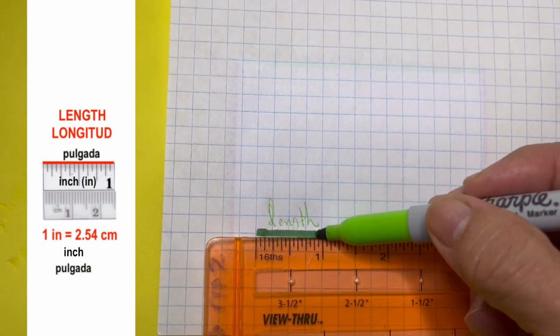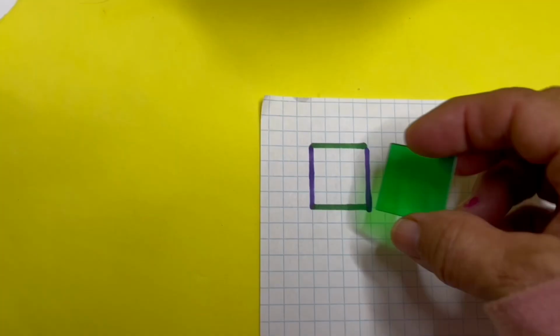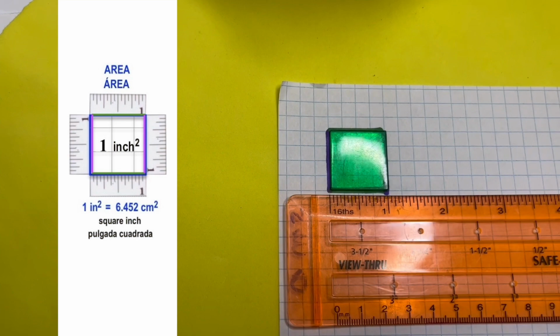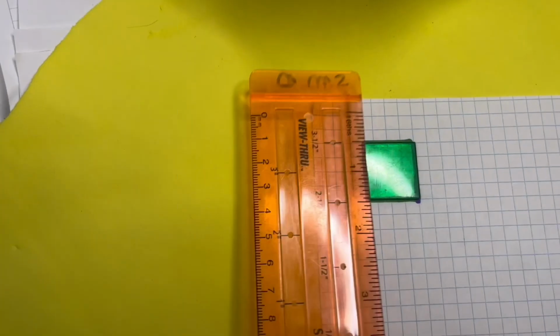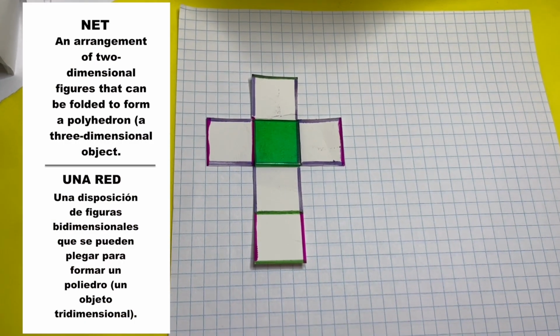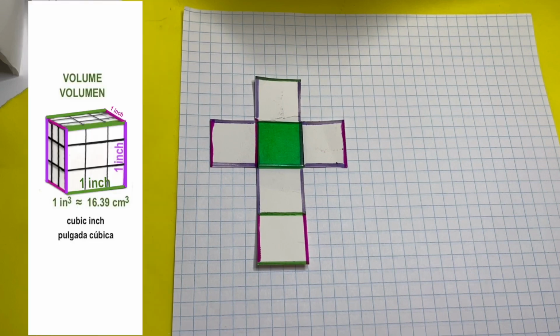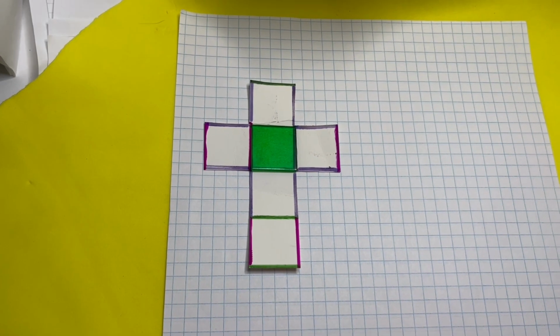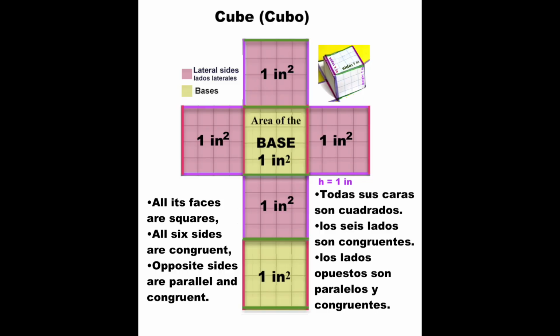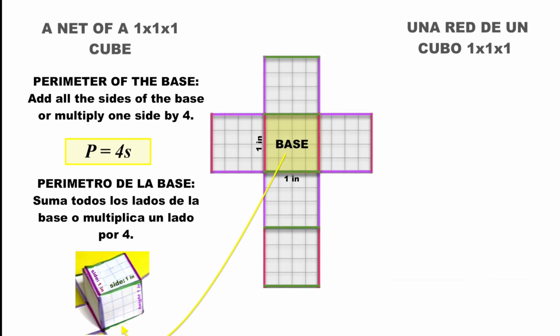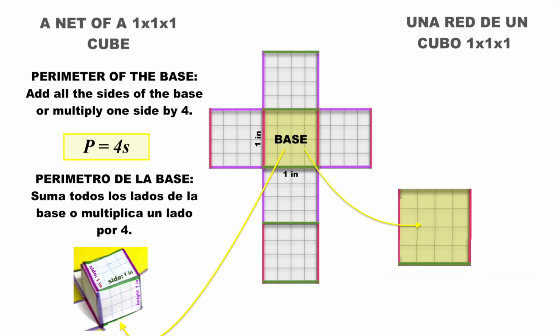1 inch long, 1 inch wide. 1 square inch. This is a net for a 1 by 1 by 1 cubic inch. A cubic inch contains a square base.